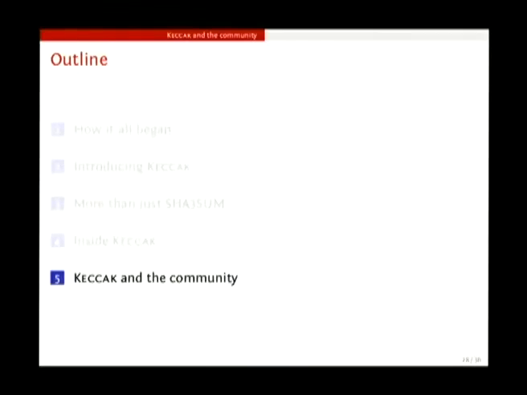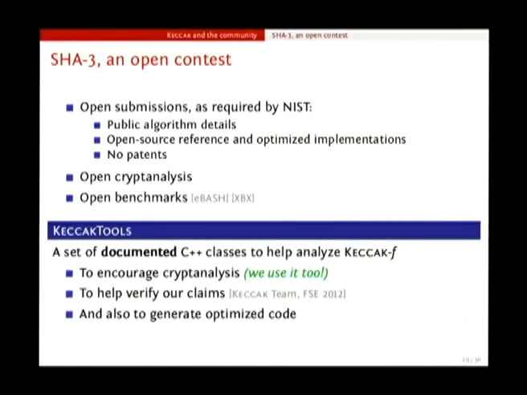So I'm going to hurry up. So what can Keccak bring to the community, and what can the community bring to Keccak? First, let me say a few words about the SHA3 contest itself. The SHA3 contest was really open. NIST required that every submission be public. All the details of the algorithm had to be public.